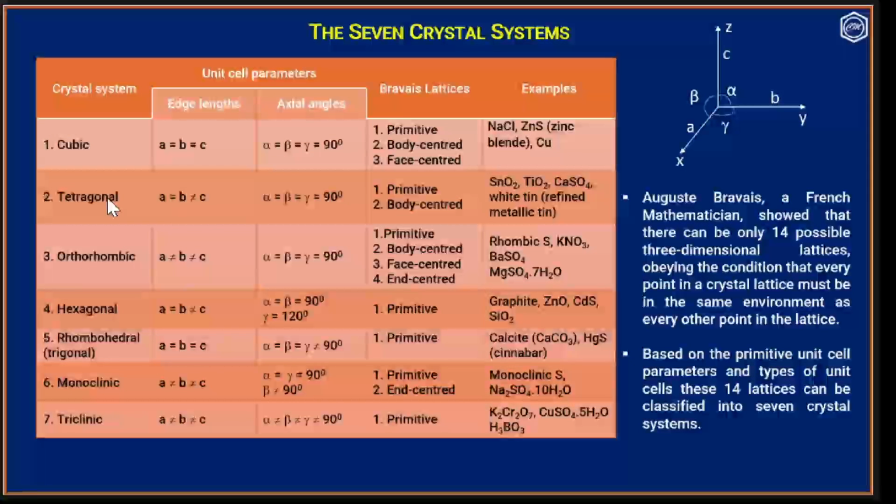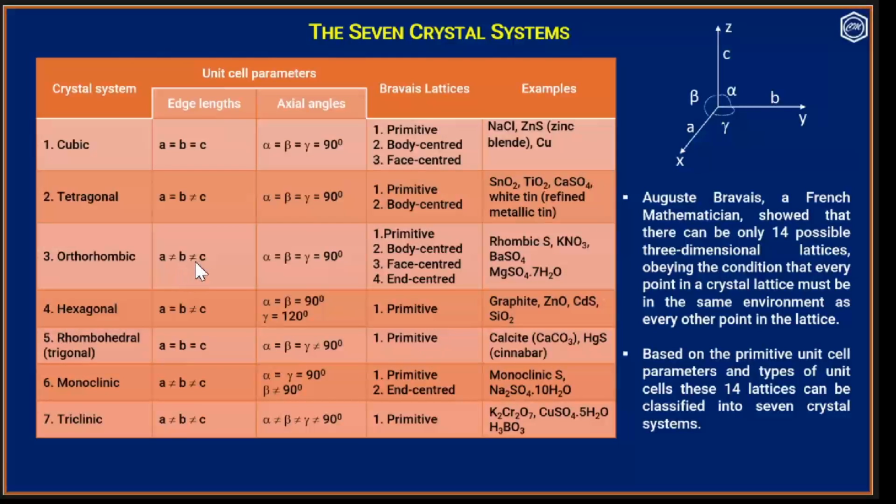The second crystal system is tetragonal. Here A is equal to B, but C is not equal to A and B. But alpha equal beta equal gamma equal 90 degrees. And only 2 Bravais lattices are possible. Examples are SnO2, titanium dioxide, TiO2, calcium sulfate, white tin, etc. Third one is orthorhombic.